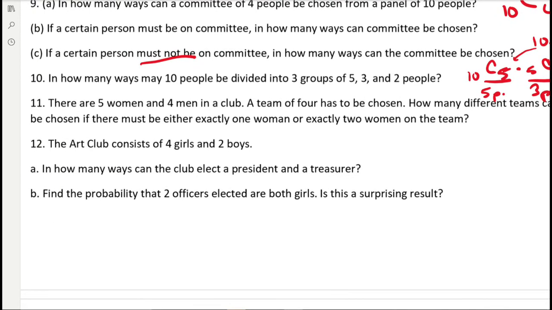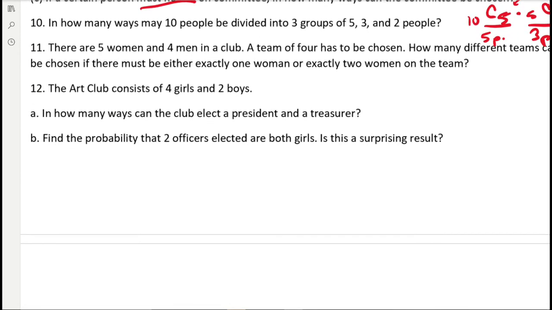All right, so let's look at number 11. There are 5 women and 4 men in a club. A team of 4 has to be chosen. So it looks like we have a total of 9 people, and we need to choose 4.